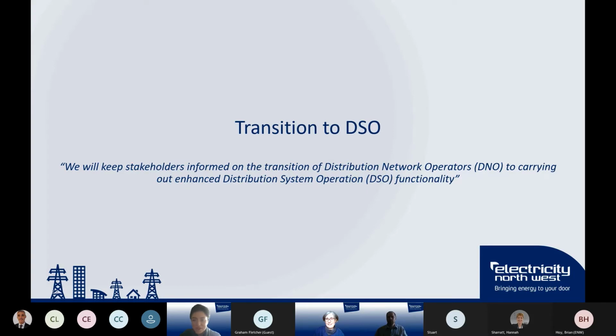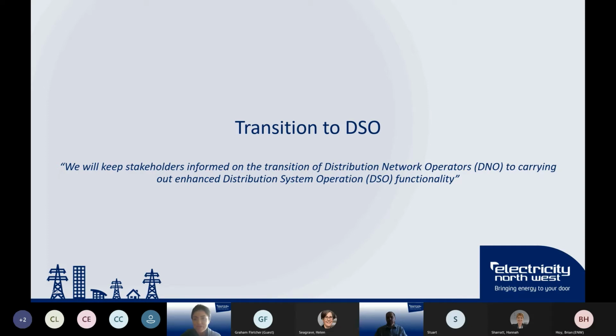Okay. So the next part of the presentation is going to be delivered by Keith Evans, who is our Smart Grid and DSO Transition Manager, and Keith is going to give you an update based on the commitment that we made to you in this year's work plan, which was to keep stakeholders informed on the transition to DSO and the functionality that's associated with that. So I will now pass you over to Keith.